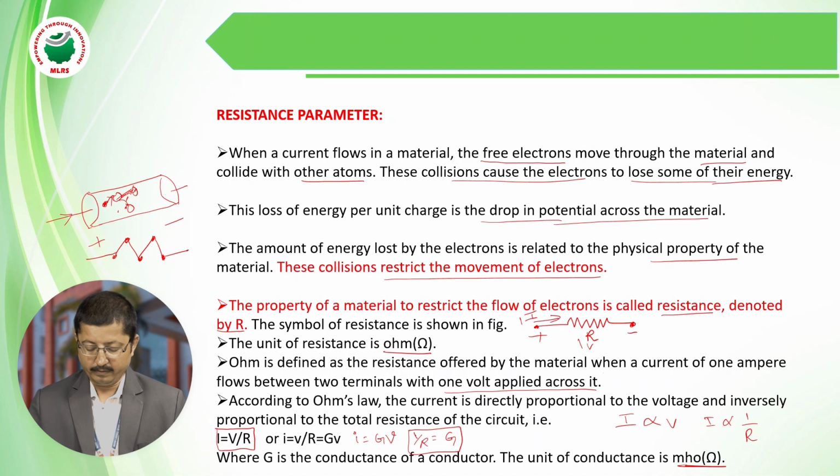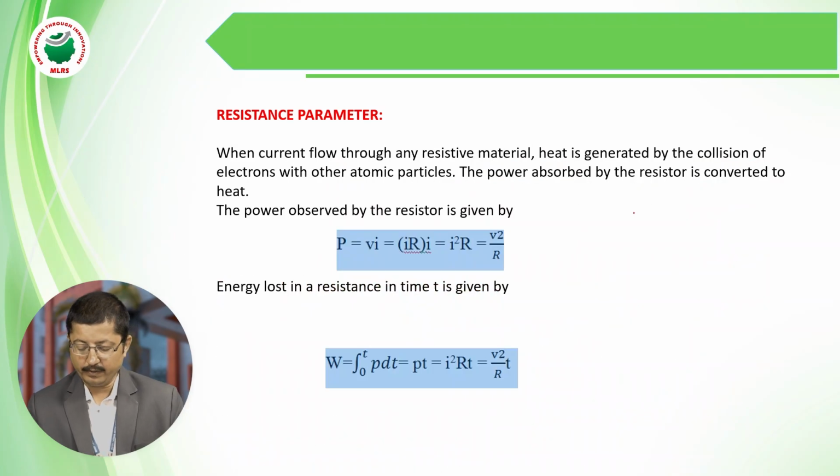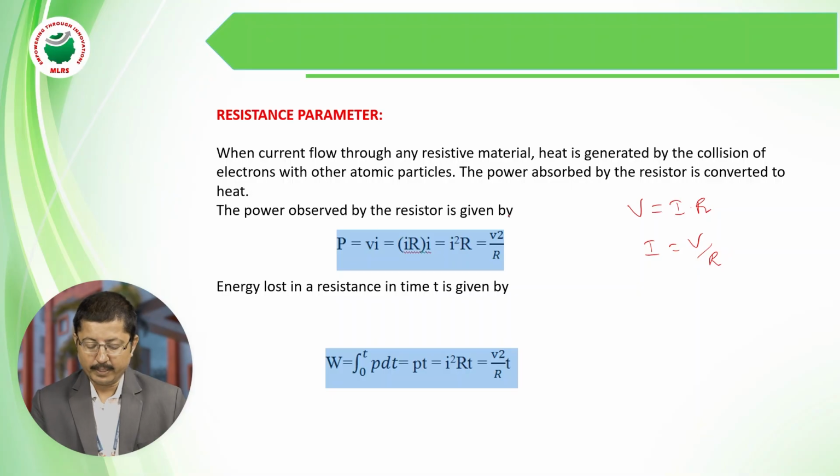Before that, we will see the voltage and current relations across this resistor. That is V is equal to I into R, and from this, I is equal to V divided by R. Now the power absorbed by the resistor is given by P is equal to V into I. If we substitute the voltage value V is equal to I into R, that is I square R watts.